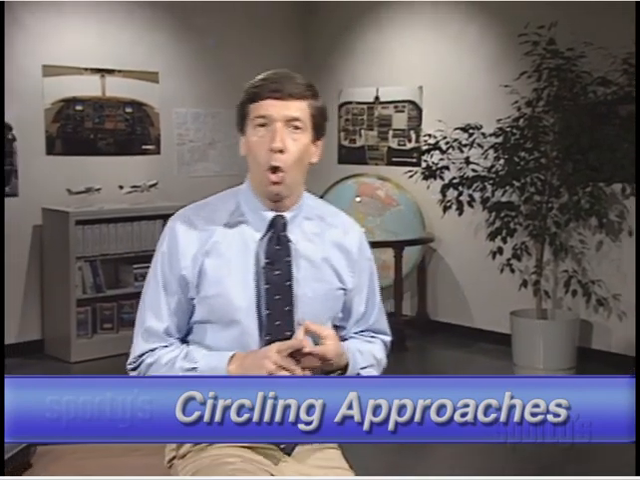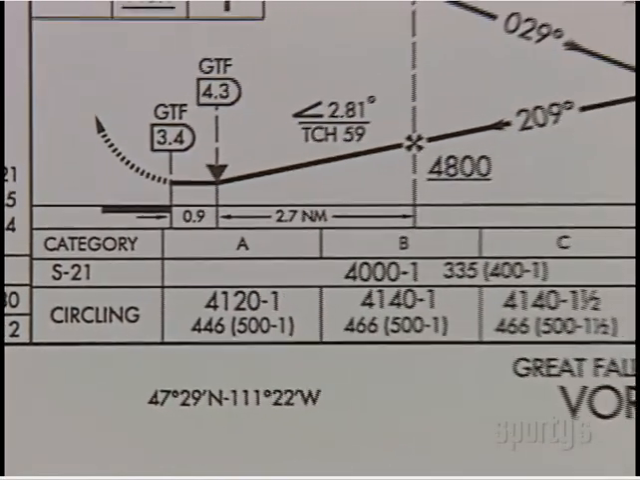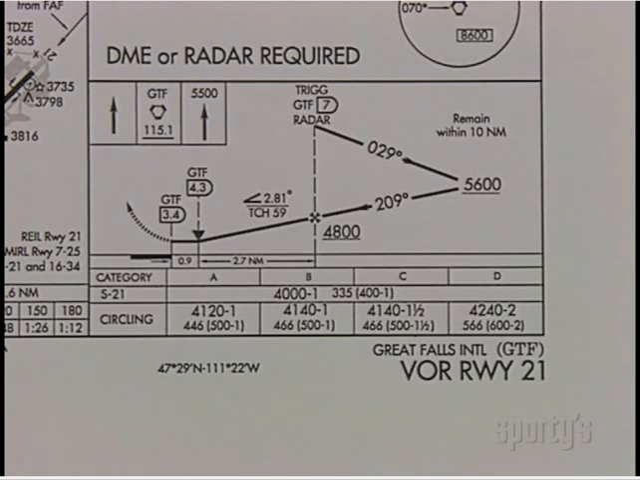Circling approaches are approaches which either do not meet runway alignment criteria, or approaches which provide for landing on a runway other than the one aligned with the final approach course. The approach chart designates a straight-in landing runway if there is one. Landing on another runway requires circling, and different minimums apply.